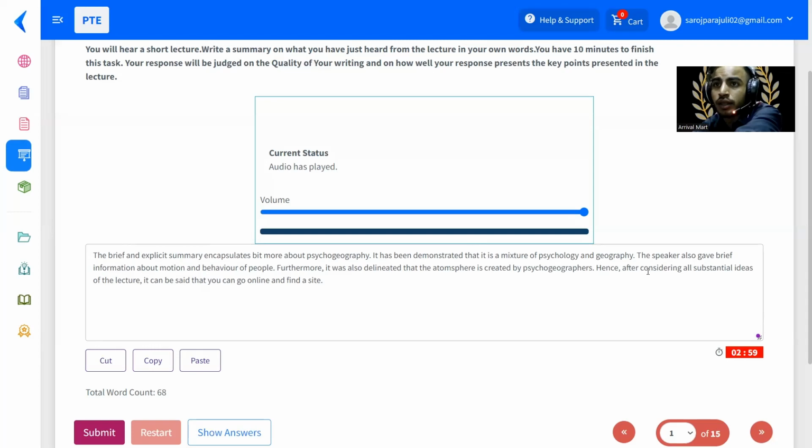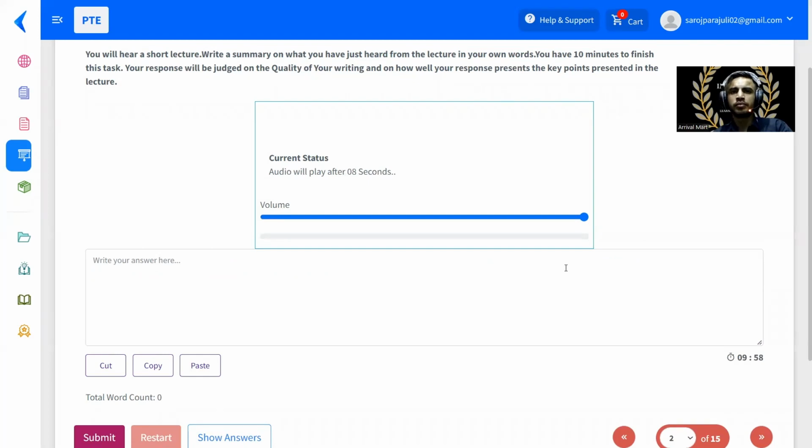psychogeographers. Hence, after considering all substantial ideas of the lecture, it can be said that you can go online and find a site. Yeah, that's how you need to solve this. And never forget. Now let's see another one. Okay.